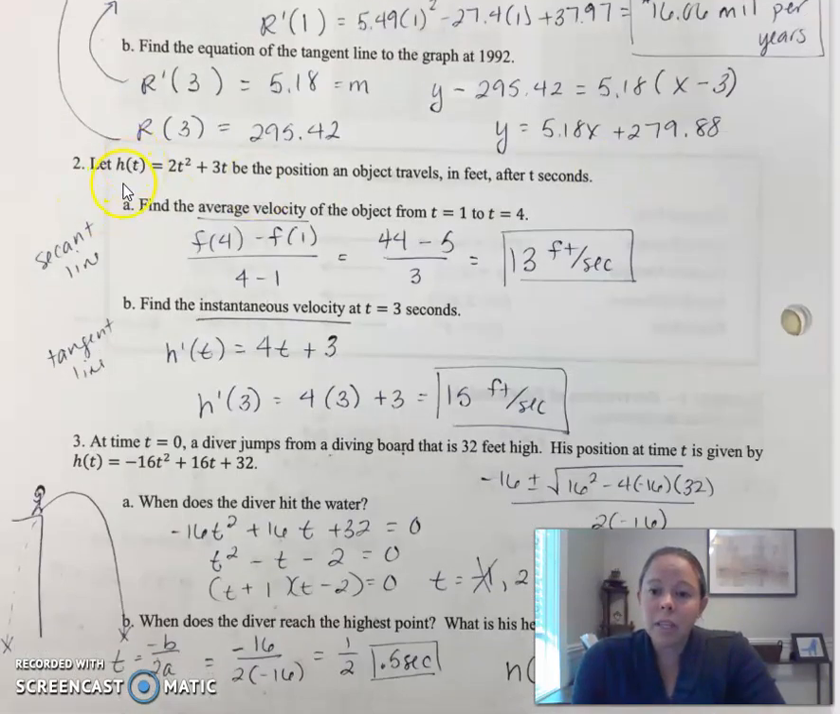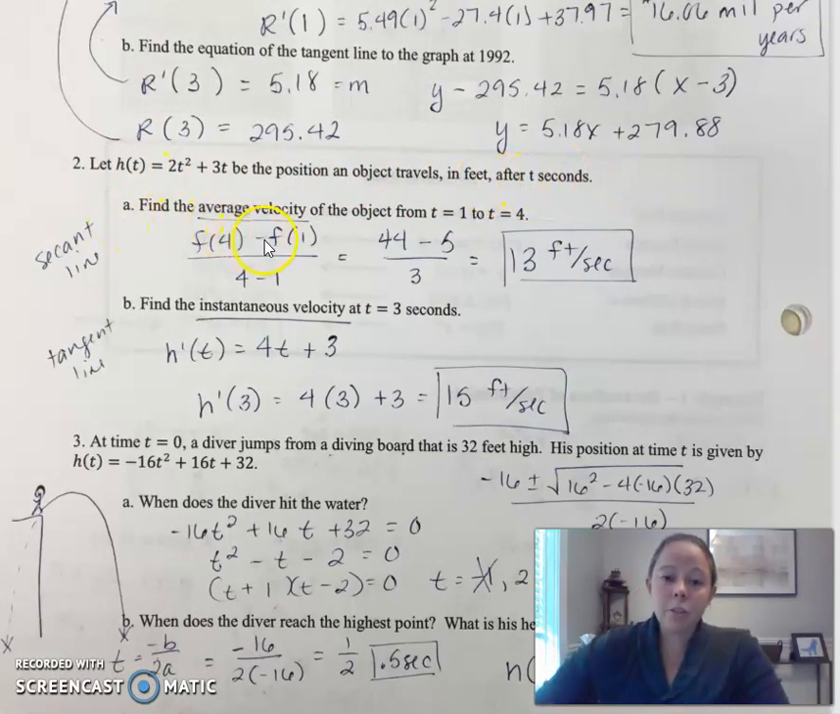Okay, so here's another one. Let h of t equal this function be the position an object travels in feet after t seconds. So find the average velocity of the object from 1 to 4. That's just slope. That's what we've been doing since the beginning of the school year. And then here comes the calculus. Find the instantaneous velocity at t equals 3. So you can now do the derivative of this very quickly and then simply plug 3 in.